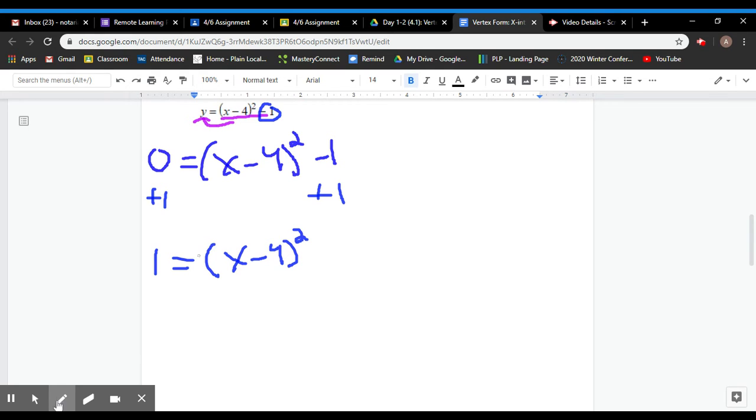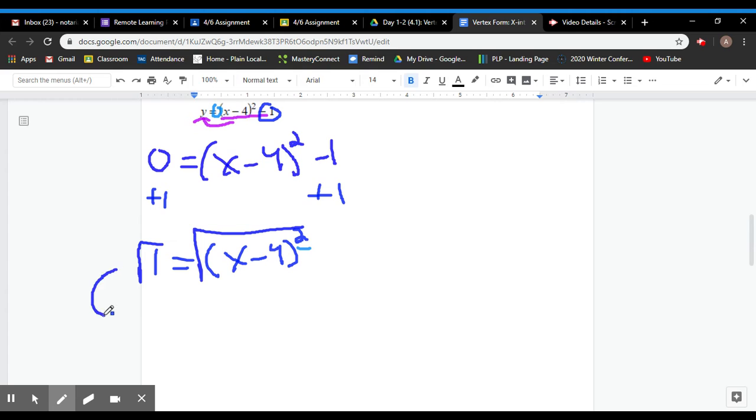Next, there's no number in front of the parentheses here. There's nothing here, so you don't have to divide by anything. So the next step is you want to get rid of the squared. Well, you always do the same step here. The opposite of squaring something is the square root. So you're going to take the square root of both sides of the equation. So the square root of 1 and then the square root of (x - 4) squared.